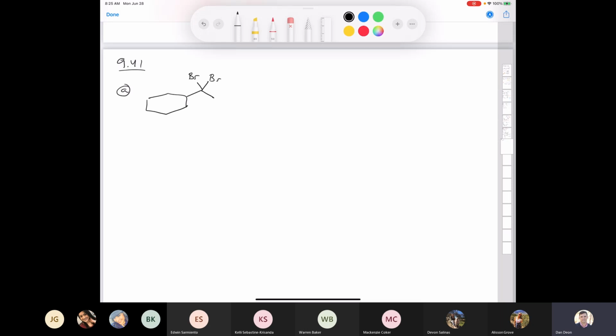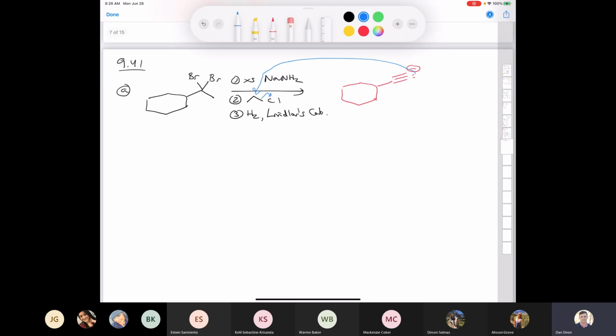But first we want to treat this with excess sodium amide. Then we're going to treat it with ethyl chloride. And then the next thing we're going to do is treat it with hydrogen and Lindlar's catalyst. Well, right after step number 1, you're going to end up with the alkynide. But then you throw in some ethyl chloride, and that acts as an electrophile, and so that's just going to do an SN2 reaction like this, and you're just going to add an ethyl group to the end.